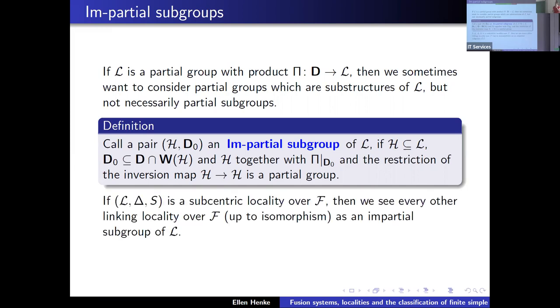And this actually turns up in mathematical wilderness. If (L, Δ, S) is a subcentric locality, I said that it is the largest linking locality. This means more precisely that any other linking locality over F, up to isomorphism, is an impartial subgroup of L. So where does this name impartial subgroup come from? It is quite a charming name, which Andy Chermak introduced. Basically, these impartial subgroups can be seen as the images of homomorphisms of partial groups, and this is where the name comes from.